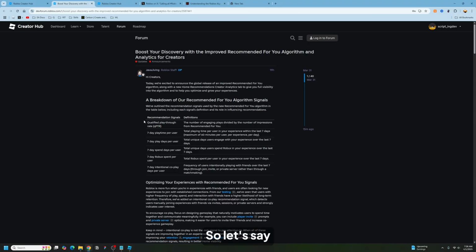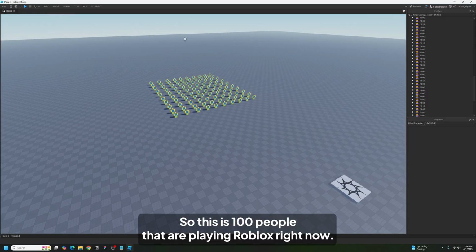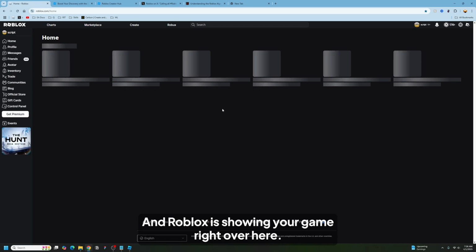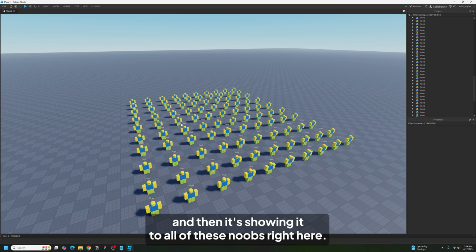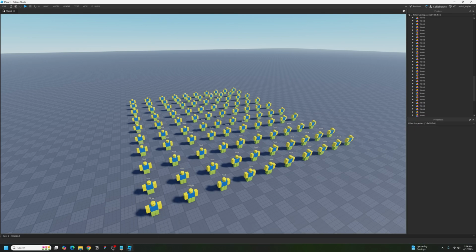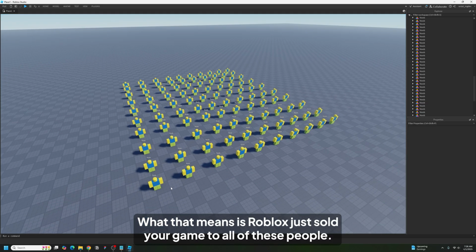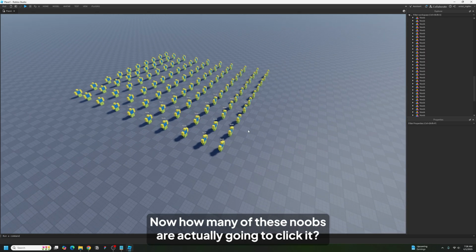So let's say that Roblox shows your game to a whole bunch of people. So this is 100 people that are playing Roblox right now. And Roblox is showing your game right over here. See this recommended for you section? Roblox is showing your game, and then it's showing it to all of these noobs right here. The first thing that their new algorithm looks for is qualified playthrough rate. What that means is Roblox just showed your game to all of these people. Now, how many of these noobs are actually going to click it?